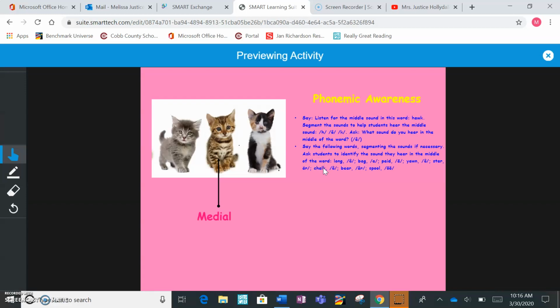So let's take a listen to the word hawk. Break it into sounds with me. H-aw-k, hawk. What sound did you hear in the middle? What was the medial sound? You're right, it was aw. Let's try another one. Long. L-aw-ng. Long. What sound did you hear in the middle? Yep, I heard that aw. How about bag? B-a-g. Bag. What was the medial sound? You're right, a. How about paid?